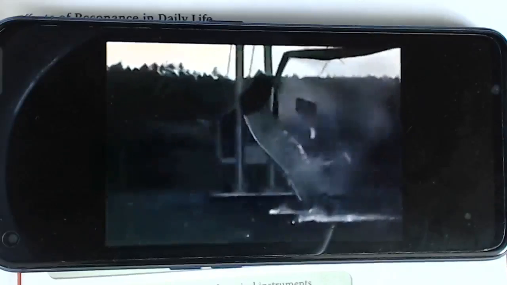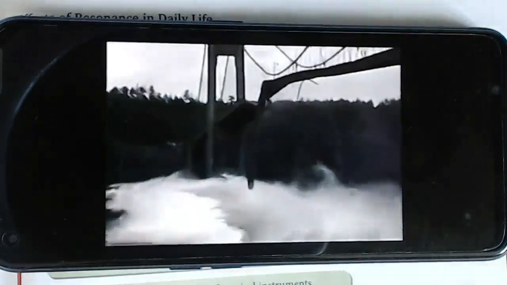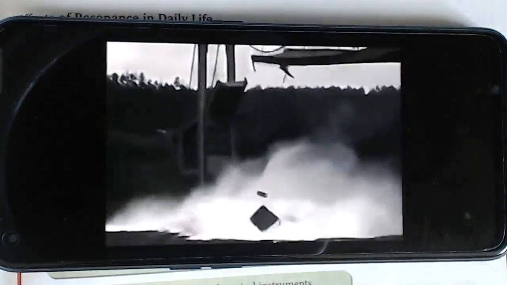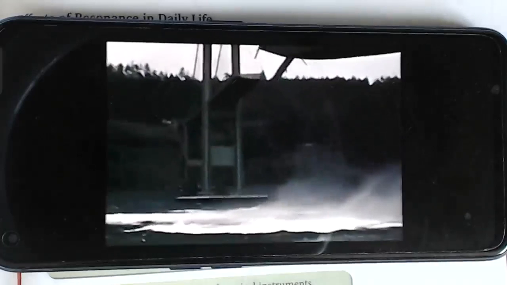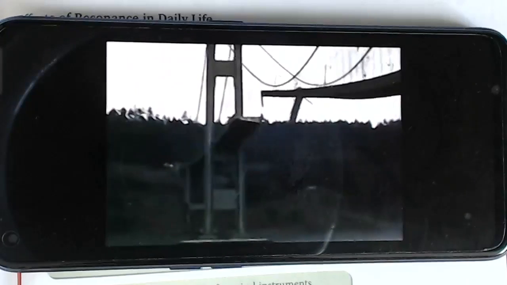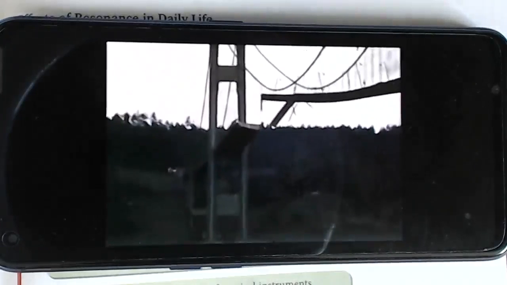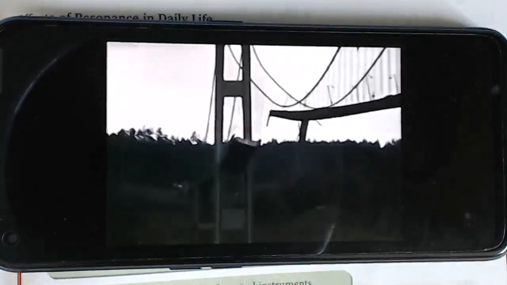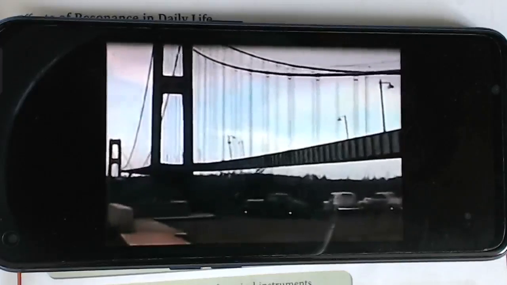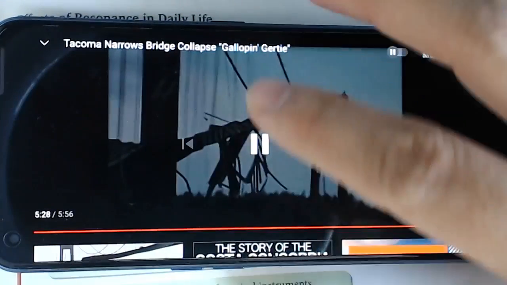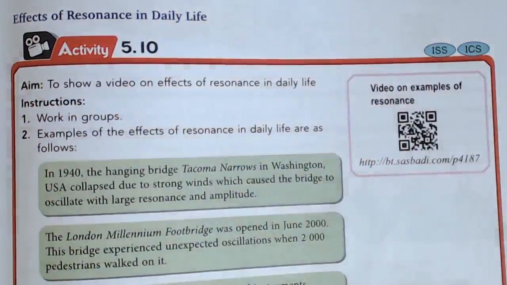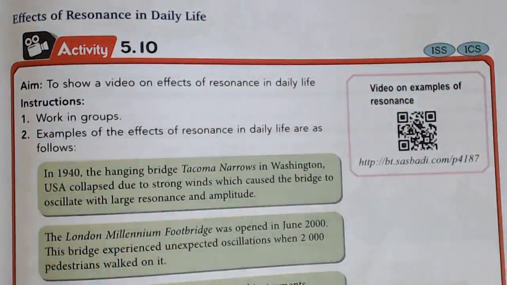And the last thing happened: collapse. The bridge collapsed. Okay, I believe you got the idea. So what caused this bridge to oscillate like that?